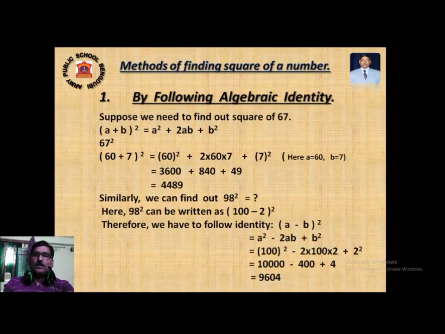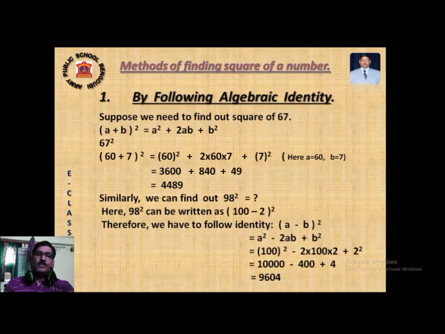Say I would like to find the square of 67. So 67 can be written as (60 plus 7) whole square. I am going to follow the algebraic identity (a plus b) whole square. Earlier I also told you, though we have not started algebraic identities, at least three identities, like (a plus b) whole square, (a minus b) whole square, and a square minus b square, you have to memorize. So here in this case I'm going to apply (a plus b) whole square.